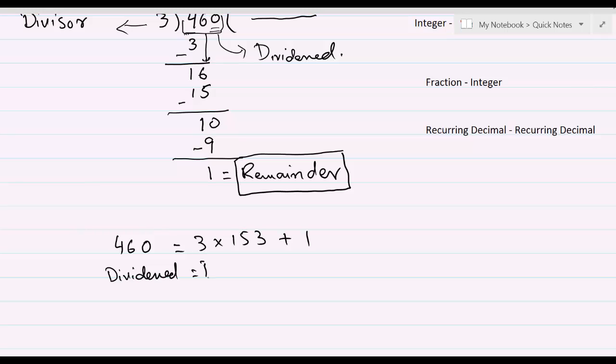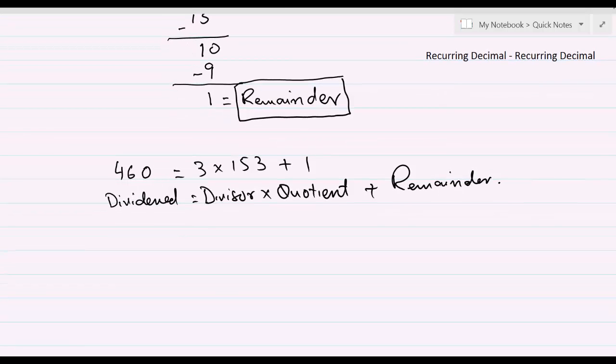is equal to divisor times quotient, plus remainder. And remember, this remainder will always be less than the divisor. So if we do one more question, that will probably help us to learn this concept even better.